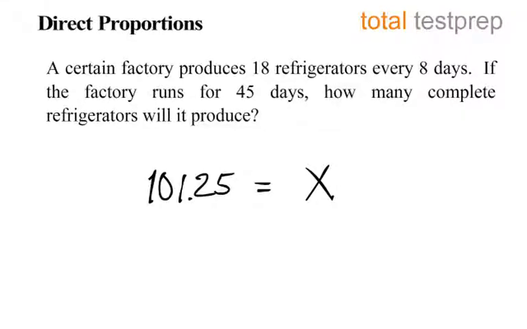Now, the question here is, how many complete refrigerators will this store produce? 101.25 is 101 complete refrigerators and a quarter of one. But since we're asked for how many complete refrigerators, the answer here is 101.